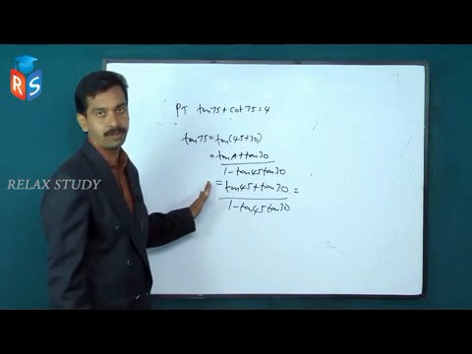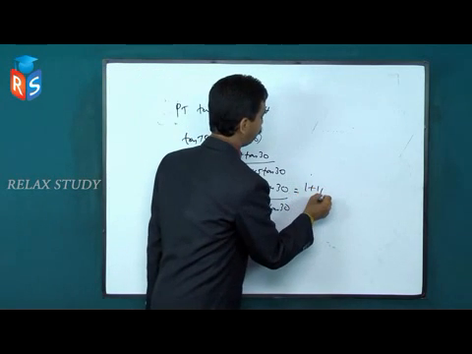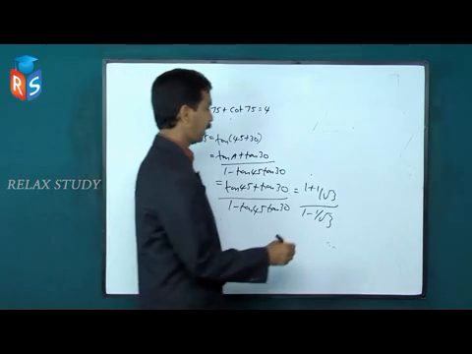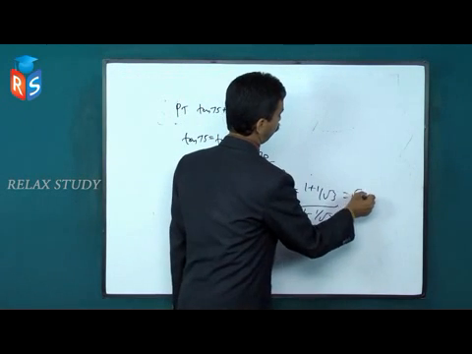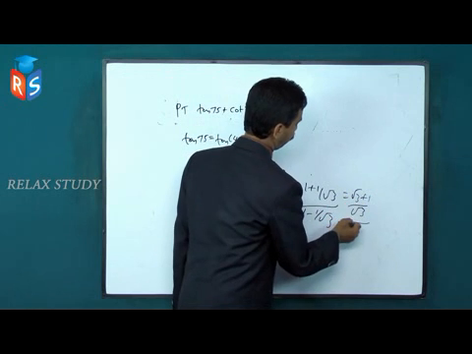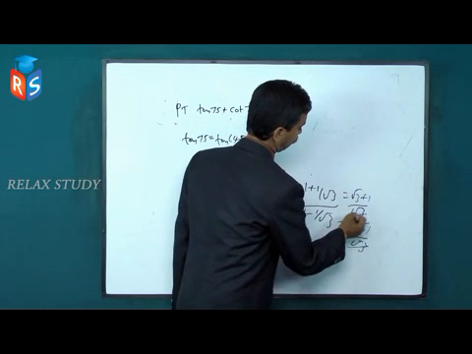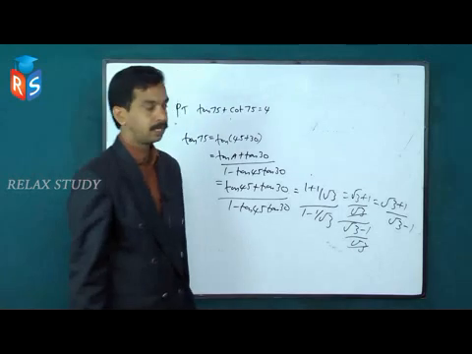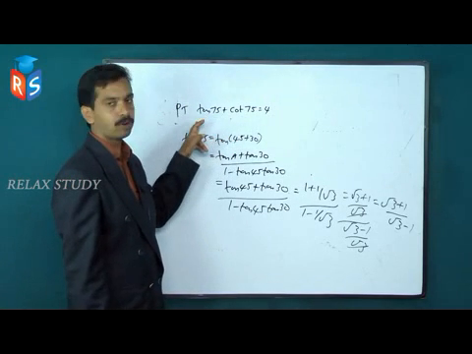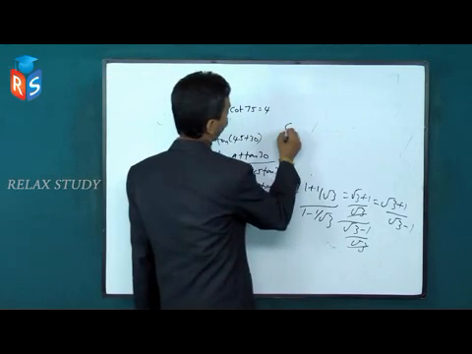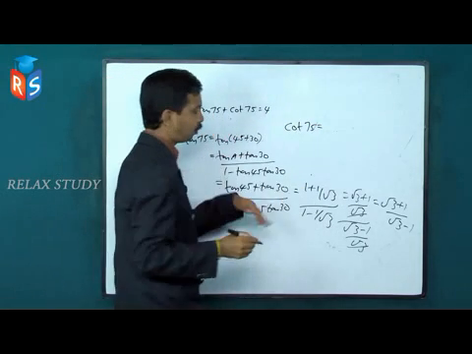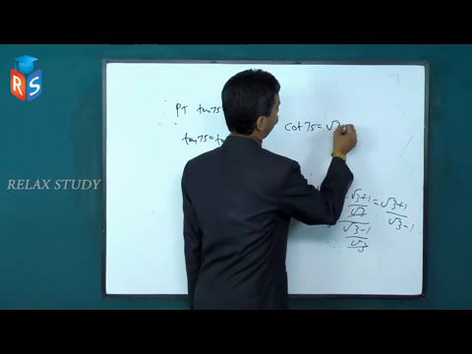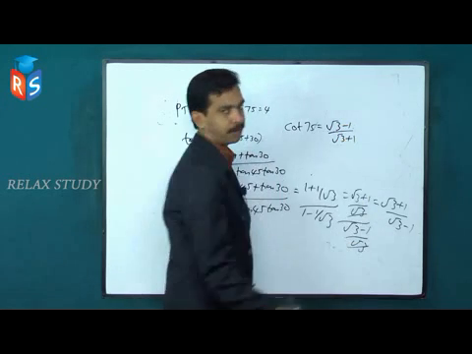Replacing the values of tan 45 and tan 30: 1 plus 1 by root 3 divided by 1 minus 1 by root 3. Taking the LCM and simplifying, root 3 plus 1 by root 3 divided by root 3 minus 1 by root 3. So the answer is root 3 plus 1 by root 3 minus 1. We know cot theta is the reciprocal of tan theta. So what is cot 75? Cot 75 is the reciprocal of root 3 plus 1 by root 3 minus 1. So it is root 3 minus 1 by root 3 plus 1.